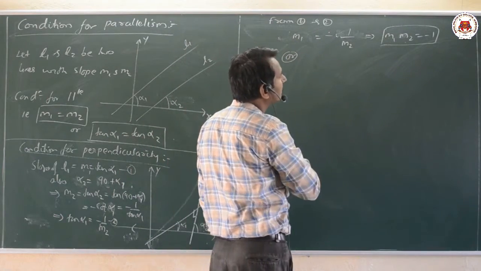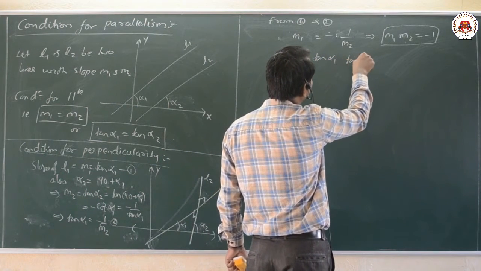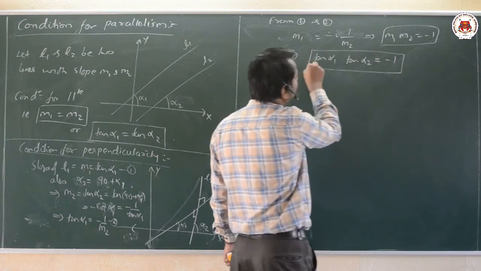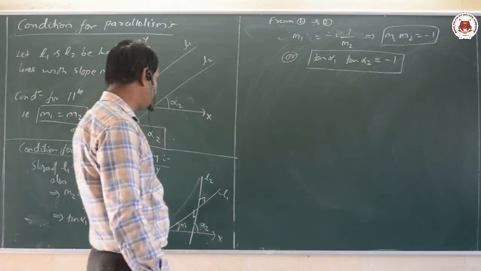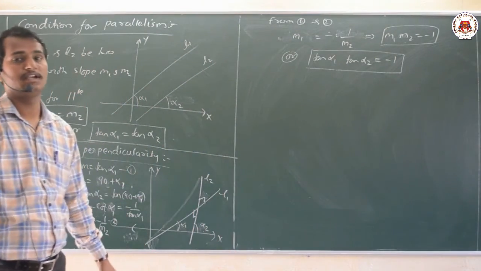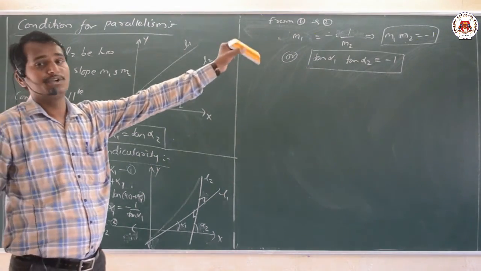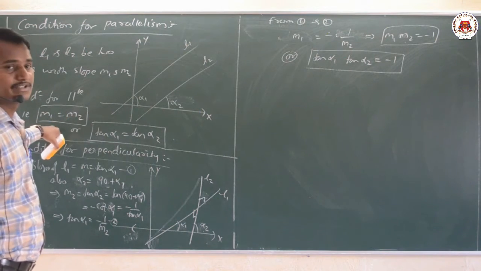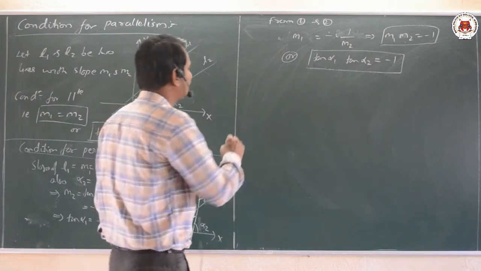Or, dear students, I can also write tan of alpha 1 into tan of alpha 2 is equal to minus 1. These both conditions are the condition for perpendicularity of two lines L1 and L2. If two lines are perpendicular to each other, then m1 into m2 is equal to minus 1, and if they are parallel, then m1 is equal to m2. These are very, very important conditions.